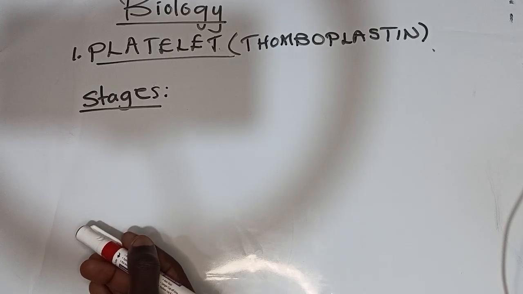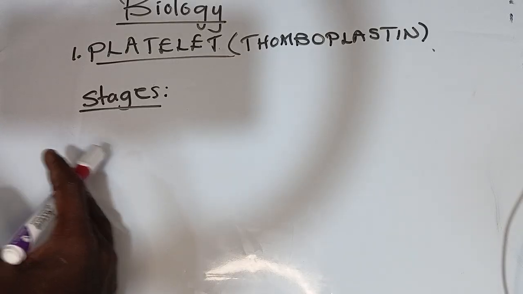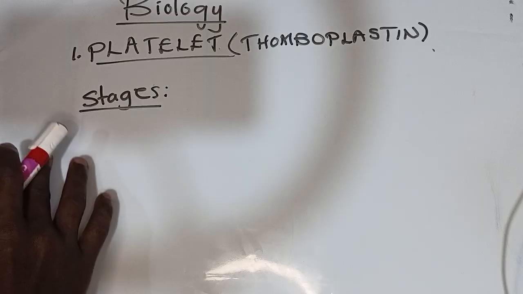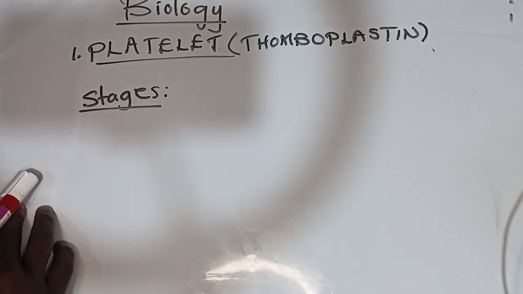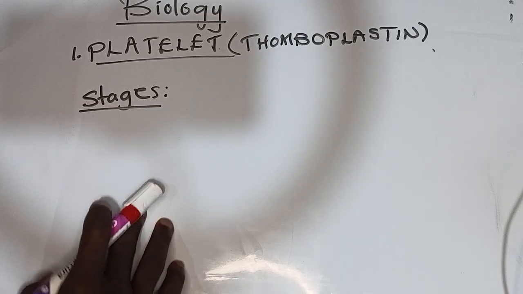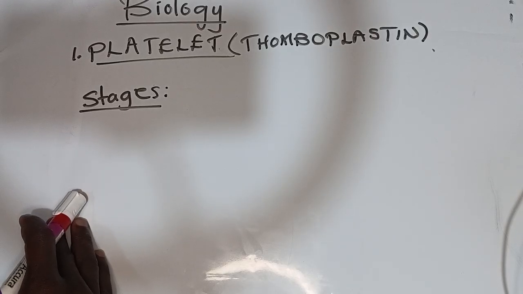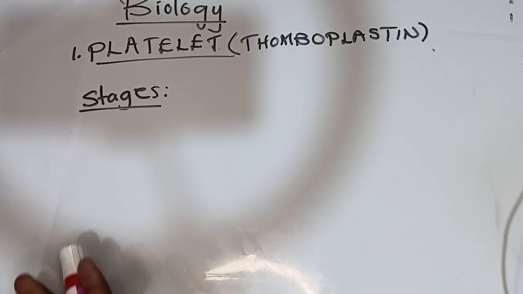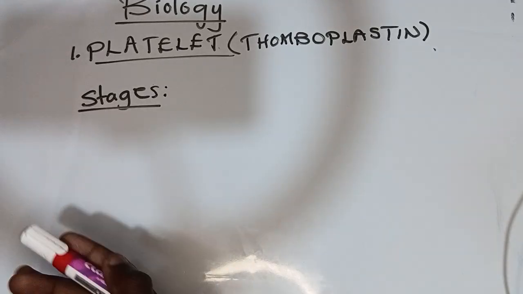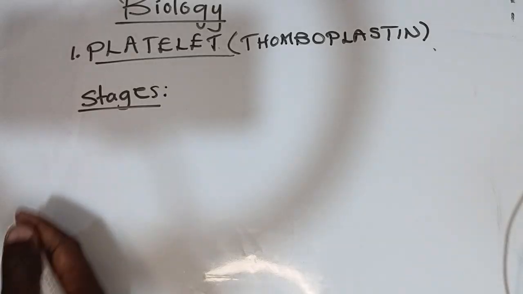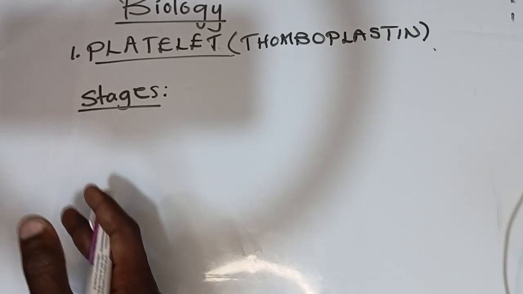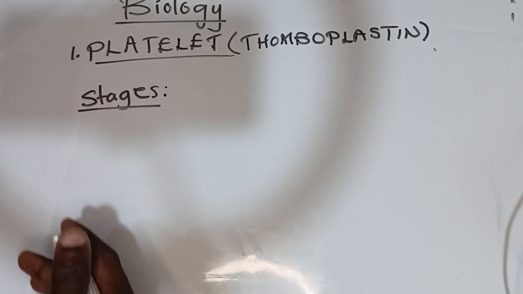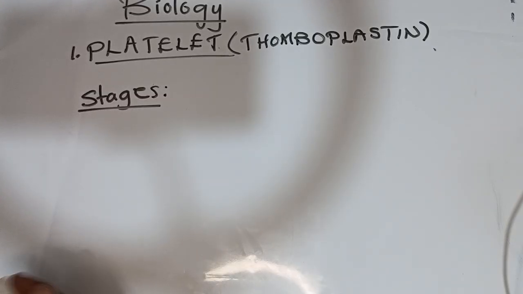The components of blood are divided into two, which are the solid part and the liquid part. So now I will talk about the solid part, which is the red blood cells, the white blood cells, and also the platelets. According to the platelets, that is what we are here to do. I want you to understand the stages of the platelets. The function of the platelets is to prevent blood clotting.